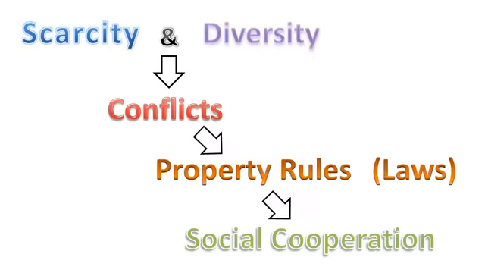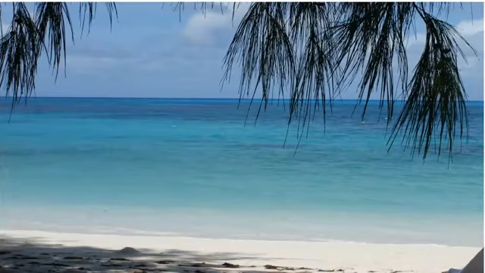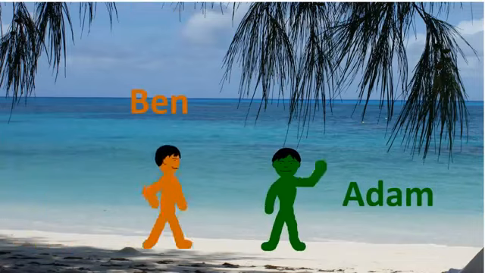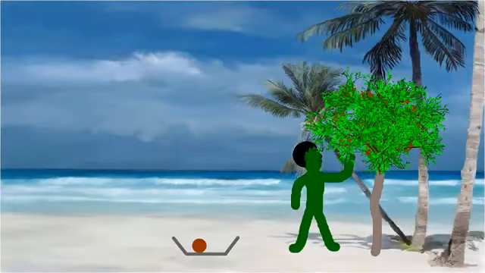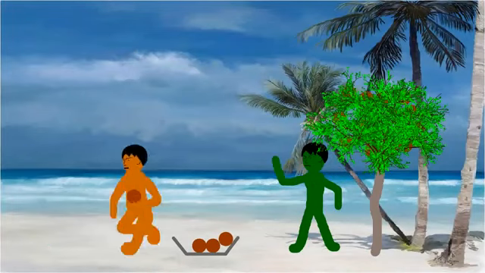Laws are property rules that emerge from the resolution of conflicts. The production of law, the resolving of conflicts, is a service provided by an arbitrator or judge. Imagine two individuals stranded on a desert island, Adam and Ben. Adam picks a supply of apples, but then Ben comes along and takes an apple without Adam's consent.